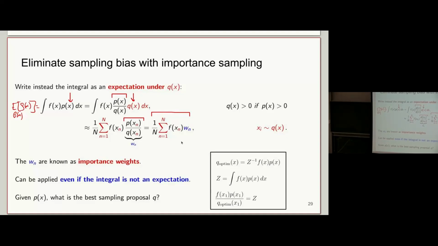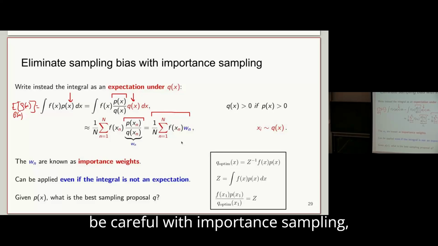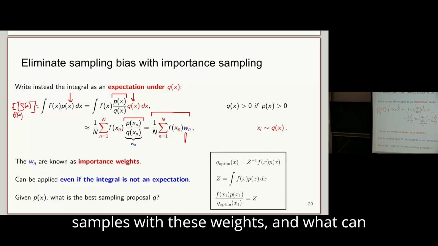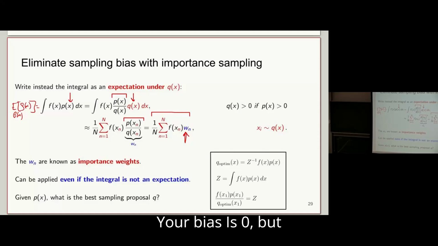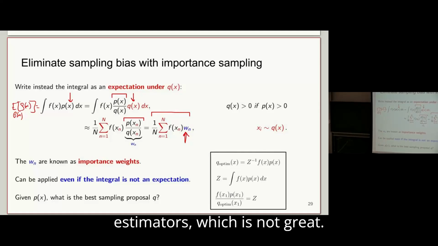This sounds great, but you need to be careful with importance sampling because you are reweighting your samples with these weights, and what can happen is that you can increase variance. Okay? Your bias is 0, but your variance can increase a lot. You could even have infinite variance in these estimators, which is not great.